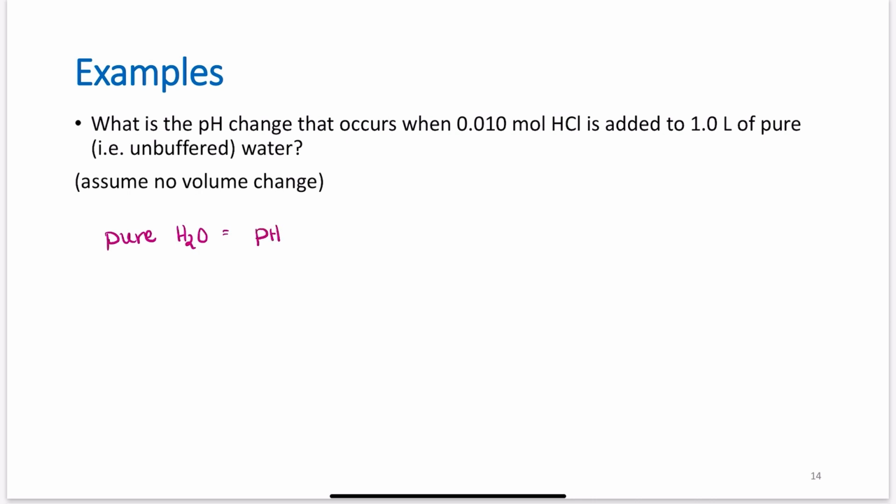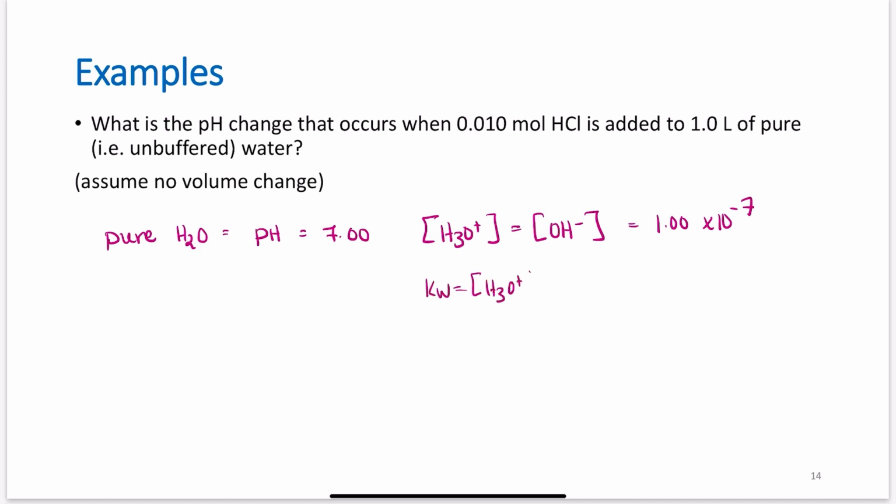it would have a pH equal to 7.00. Why? Because in pure water, the concentration of H3O+ equals the concentration of OH-, and each one of these equals 1.00 times 10 to the minus 7. If I took the pH of that, I would find it to be 7. Remember, Kw is equal to H3O+ times OH-, which is 1.00 times 10 to the negative 14. If I solved for just the concentration of H3O+, I would find that it equals 1 times 10 to the minus 7, and the pH, the negative log of that, would be 7.